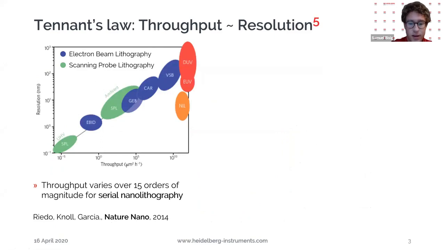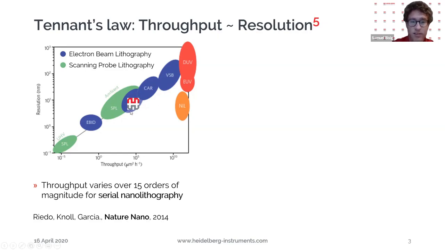So let's go first into the introduction. Tennant's law is an empirical law, like Moore's law, and it basically states that the throughput goes with the resolution to the power of 5. If you check this graph, where you can see the resolution versus the throughput, you can see that even e-beam lithography, a well-established technology, is spreading over a range of 10 orders of magnitude. Depending on the process and the e-beam used, you can have a different range of that patterning regime. The same is also true for scanning probe lithography, which is our technology. You can see that scanning probe lithography also covers basically 10 orders of magnitude. And we do not need high vacuum, we are just in the ambient range, and more on the higher throughput side.